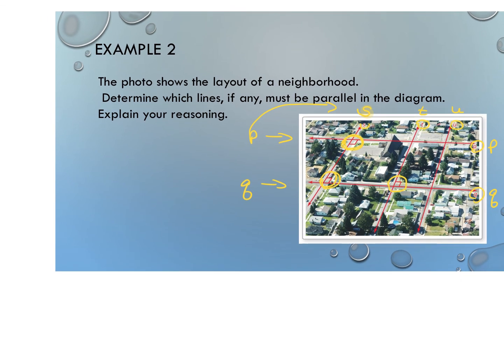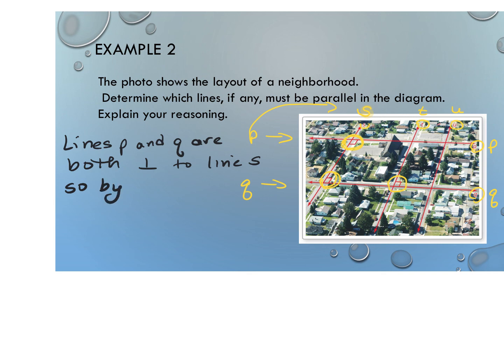Let me write that out. Lines P and Q are both perpendicular to line S. So by the lines perpendicular to a transversal theorem, I'm going to abbreviate theorem as THM, I can say that P is parallel to Q.